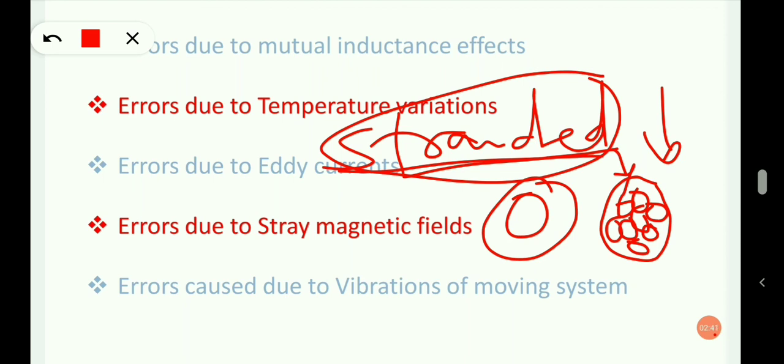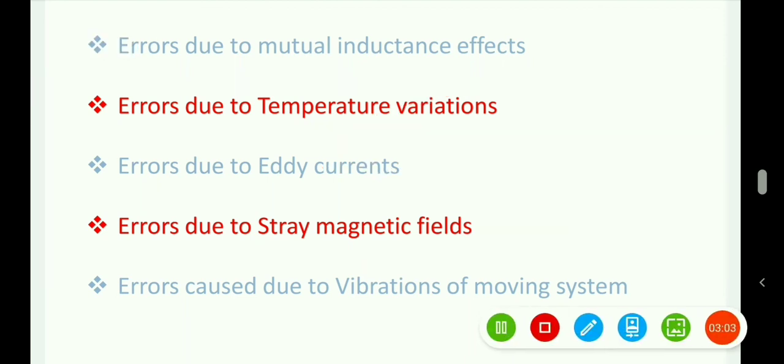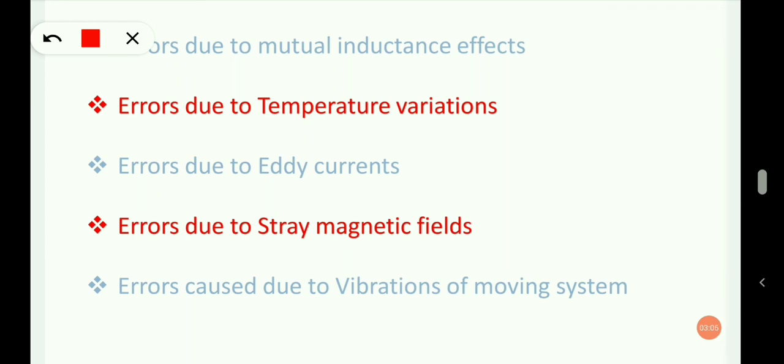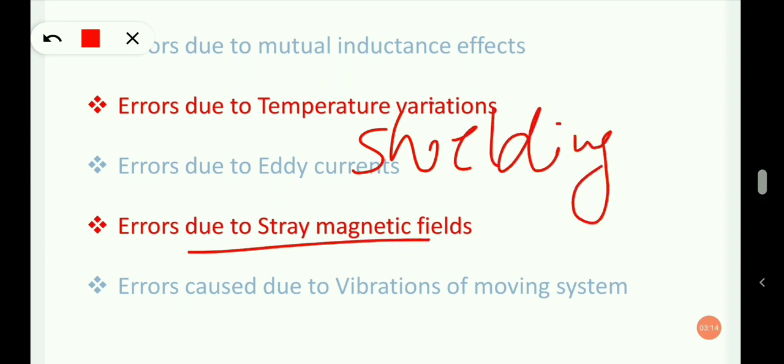Now next error is error due to stray magnetic field. Owing to weak operating fields of electrodynamic wattmeter, they are very much affected by strong stray magnetic field which results in great errors. To avoid such errors, shielding is a must. Okay, here shielding is a must. Shielding must be provided to avoid the errors due to stray magnetic field.